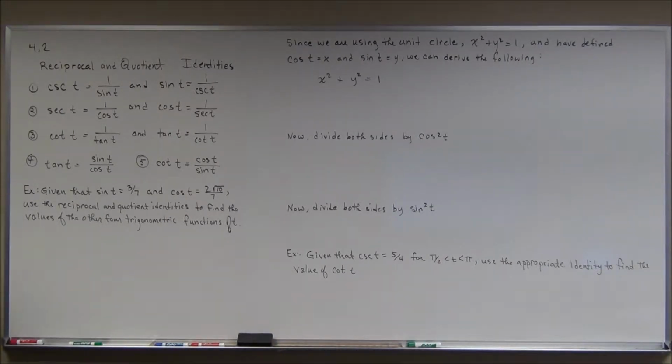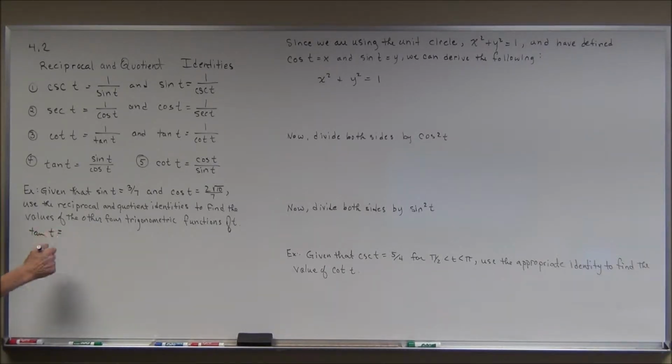Let's try to use some of these identities to work the following problem. Given that the sine of t is 3/7 and the cosine of t is 2 square roots of 10 over 7, use the reciprocal and quotient identities to find the values of the other four trigonometric functions of t. Alright, so the other four would be tangent, cotangent, secant, and cosecant. So let's start with the tangent.